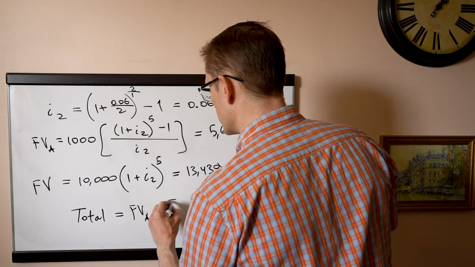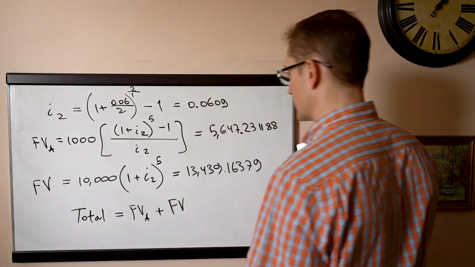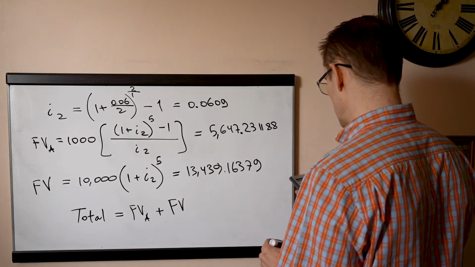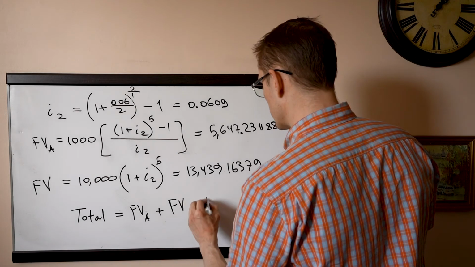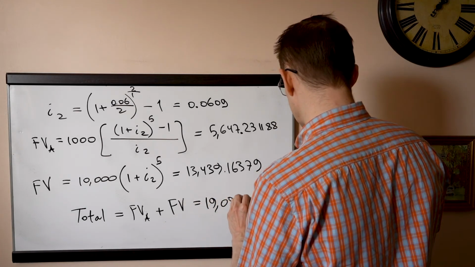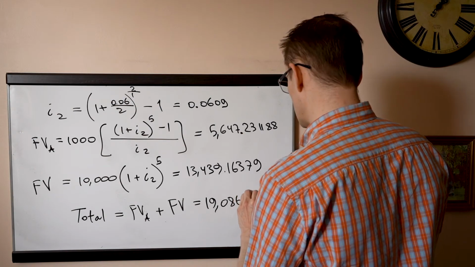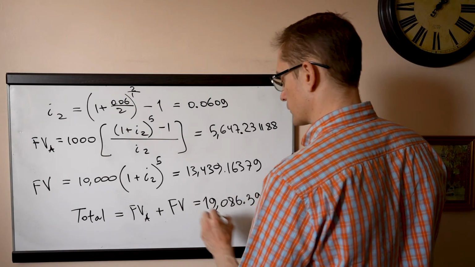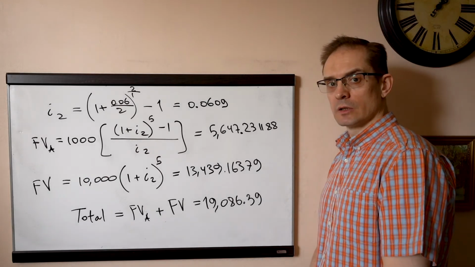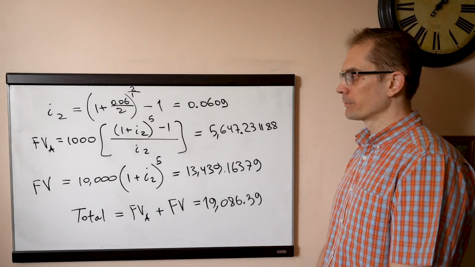Okay. So the answer, the total that will be in the account, is the future value of the annuity plus the future value of this bulk investment. So that's what I will do now. Adding those unrounded values, I'll get 19,086.39. So that will be the solution for that problem.